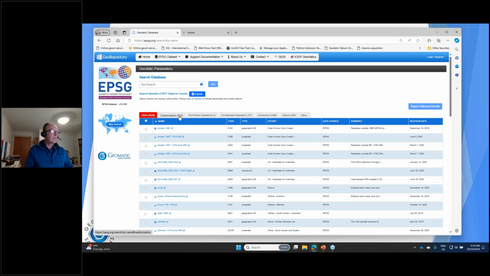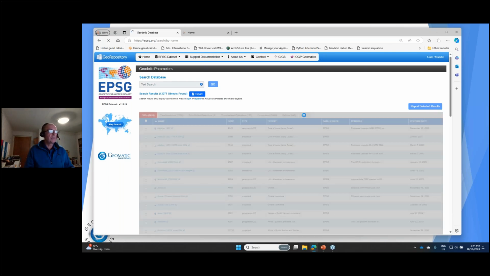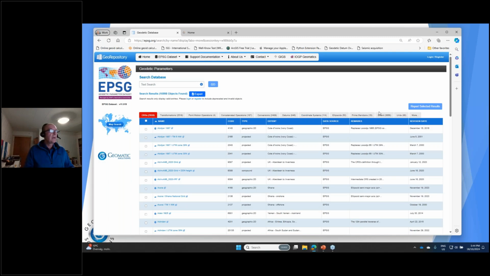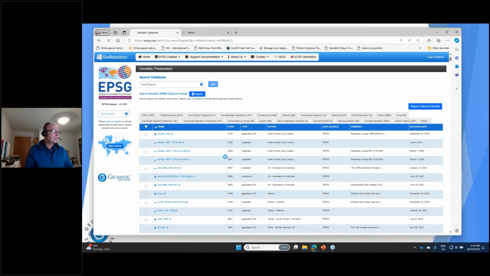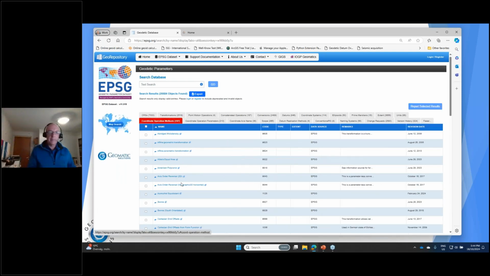It contains 2,518 transformations. It contains point motion operations, concatenated operations, conversions, datums, and then you can press this little button saying more, which allows you to look at coordinate systems, ellipsoids, prime meridians, extents, units. It will also include the coordinate operations. So you see coordinate operation methods here. We can go in and have a look at transverse Mercator, for instance, and get to understand how that is actually done.